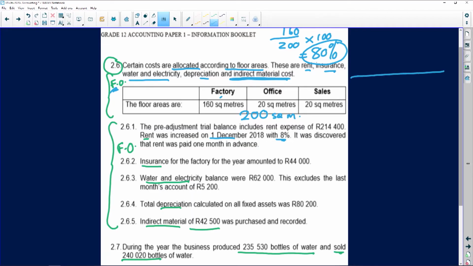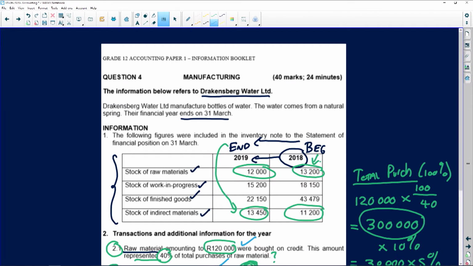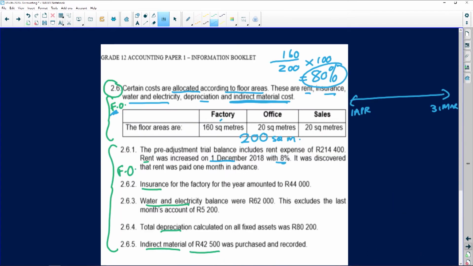I'm going to start once again with my financial year. This particular financial year started on the 1st of April and ended on the 31st of March. Let me quickly confirm that: the financial year ends on the 31st of March 2019, which means it started on the 1st of April 2018. Now, from the information given to me, rent increased on the 1st of December.